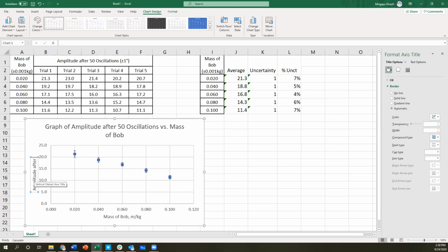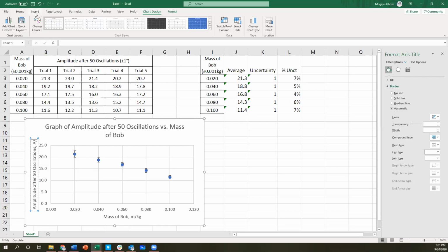And then the axis title here would be amplitude after 50 oscillations. And you might choose to give that a variable letter. Let's call it capital A. We're going to call it capital A. The reason we're doing this is that way when we write our equations later, we have a real world meaning for those equations. And it's A per degree.